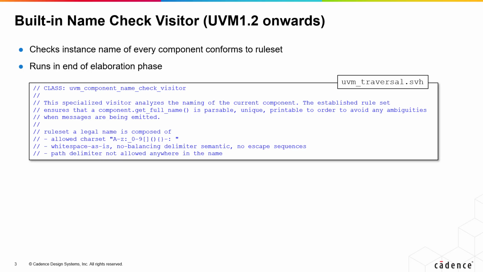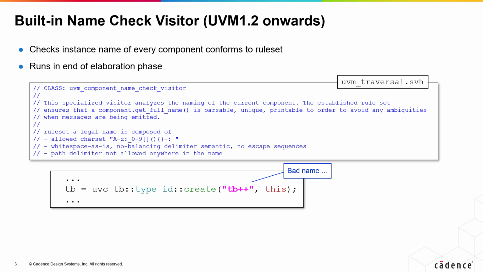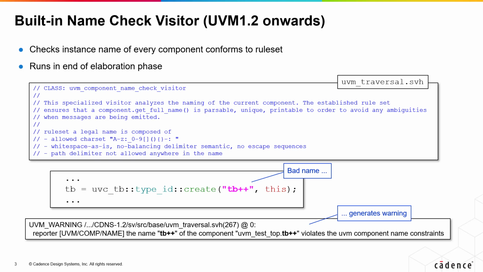break configuration settings. So the name check visitor visits every component in the hierarchy during end of elaboration and checks the instance name against a regular expression to enforce a naming rule set. If I try to name my test bench TB++, the visitor generates a warning that the name violates the rule set.